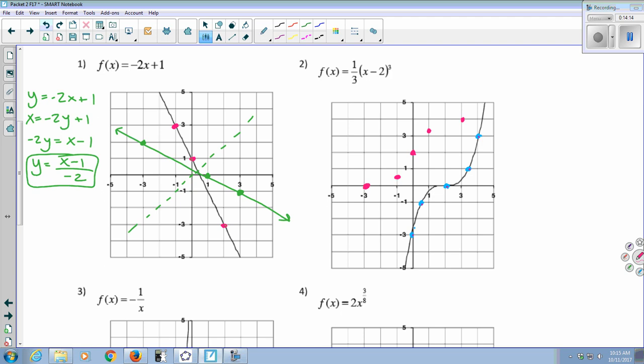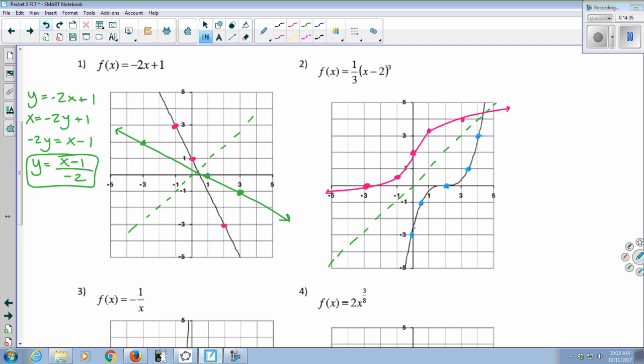And then I'm going to try to connect these with a nice smooth curve. It is definitely not perfect because I had to estimate some of my points. But you do see symmetry that we would expect over the line y equals x. You do see that mirror image over the line y equals x.